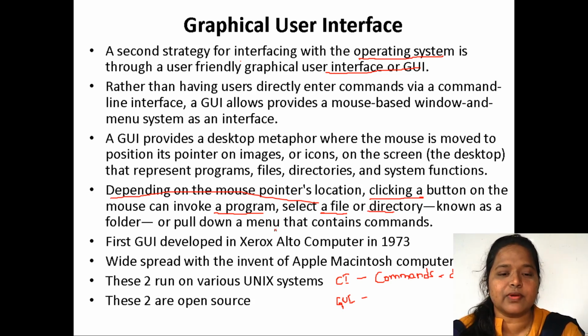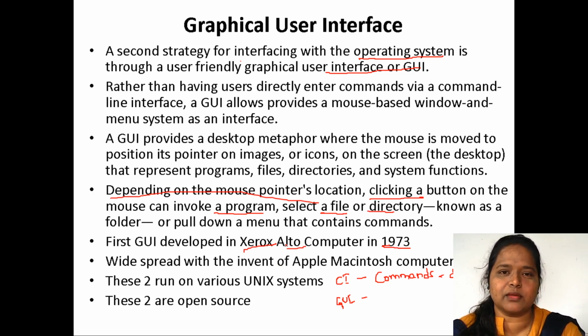The first GUI was developed on the Xerox Alto computer in 1973. This is the first graphical user interface developed. Later it became widespread when the Apple Macintosh operating system was released. These graphical user interfaces can also run on Unix systems, and these are open source.